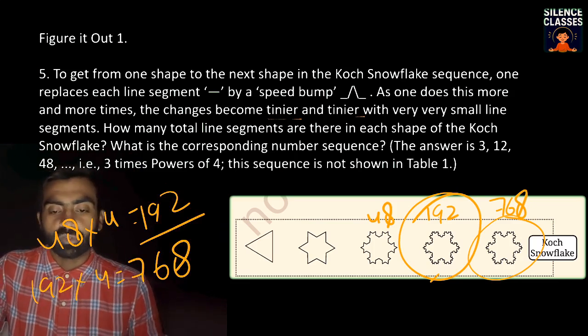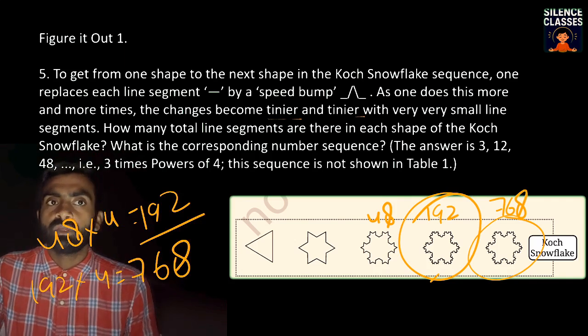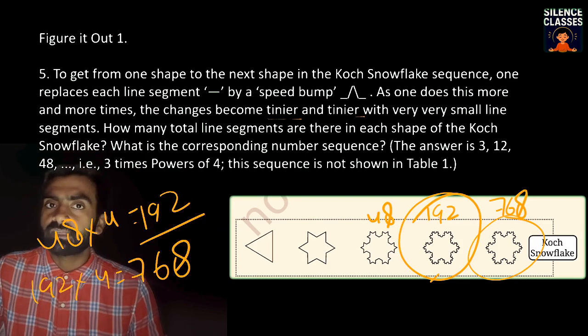So you can easily say that one line has been changed to 4 lines. And if you want to create the figures, we will count the previous lines and multiply it by 4, so we will get the lines of the next particular figure.